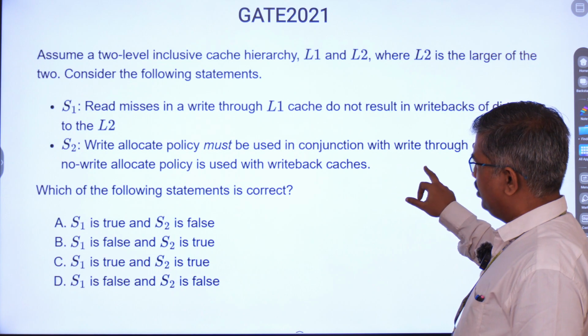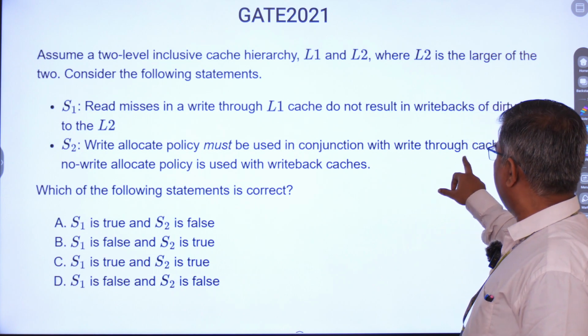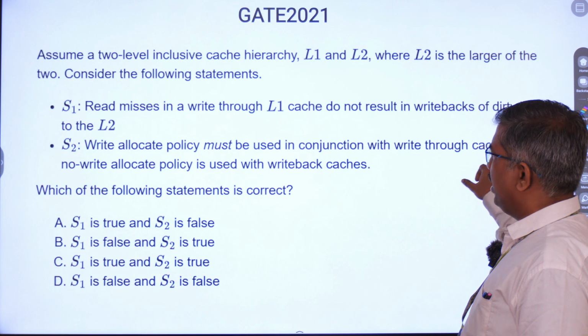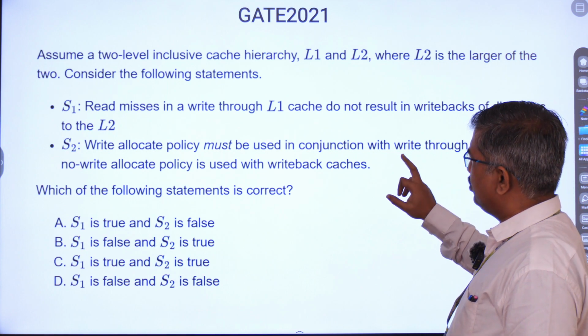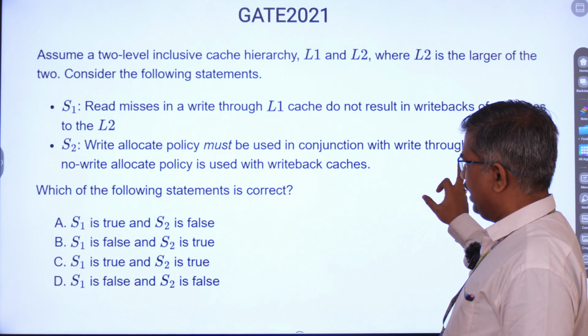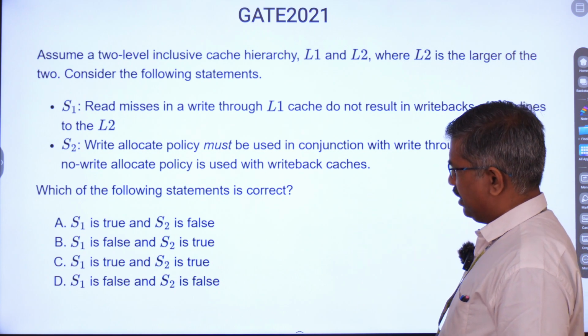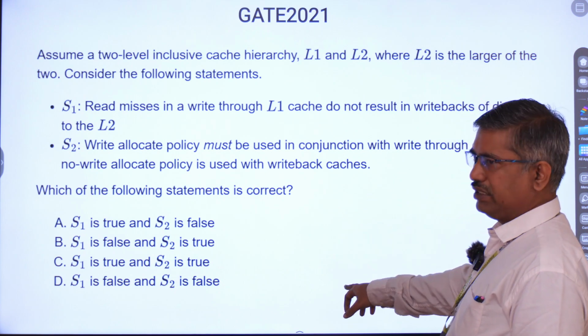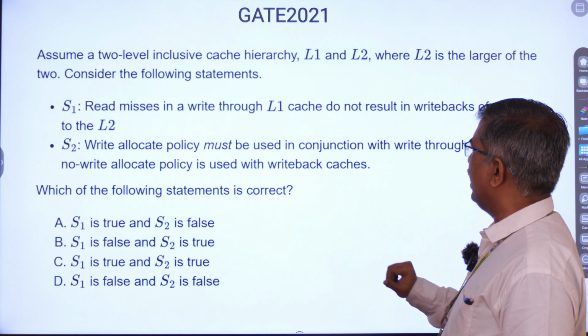S2: write allocate policy must be used in conjunction with the write-through cache, and no write allocate policy is used with write-back cache. So which of the following statements is correct? There are 4 options given here, and we need to find out which one is the correct one.